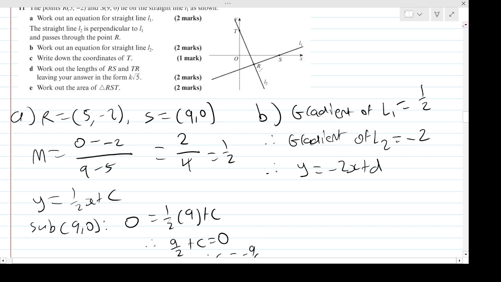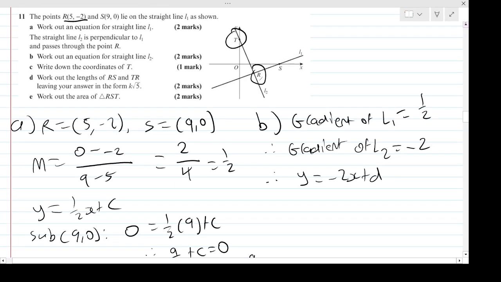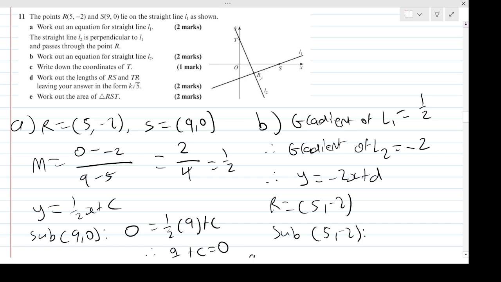Okay. Well, we know that R and T lie on L2. We don't know anything about T, but we know what R is. R was given to be (5, -2). So R equals (5, -2), and that's what I'm going to substitute into the line.